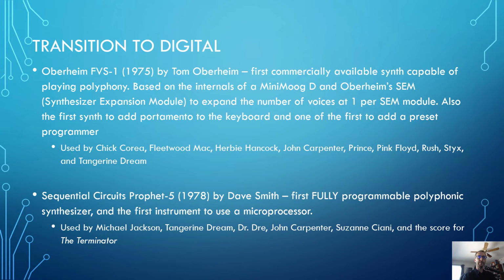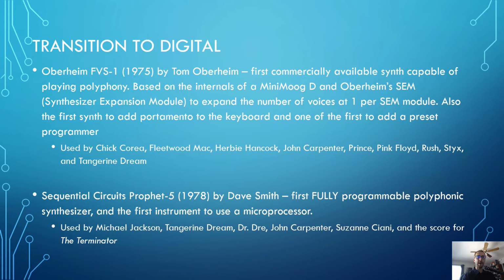It was also the first synth to add portamento to the keyboard so that you could play one key and then the next, and it would just swoop between the pitches. And it was one of the first to add a preset programmer. It was classically used by Chick Corea in jazz, Fleetwood Mac, Herbie Hancock, John Carpenter, yes, on his score for The Terminator, Prince, Pink Floyd, Rush, Styx, and Tangerine Dream.